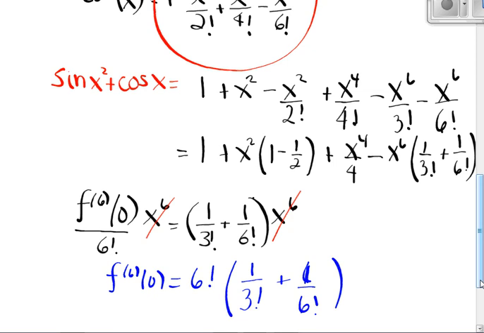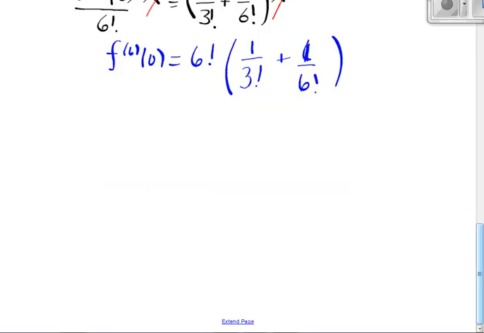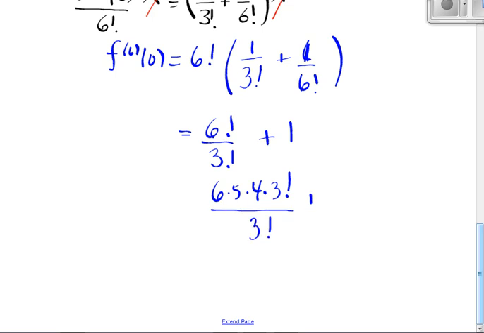No, I pulled the negatives out. Right here. They were both negative. So if I distribute that, I'm just thinking this might be an easier way to do it. It's 6 factorial over 3 factorial plus, and it's 6 factorial over 6 factorial plus 1.